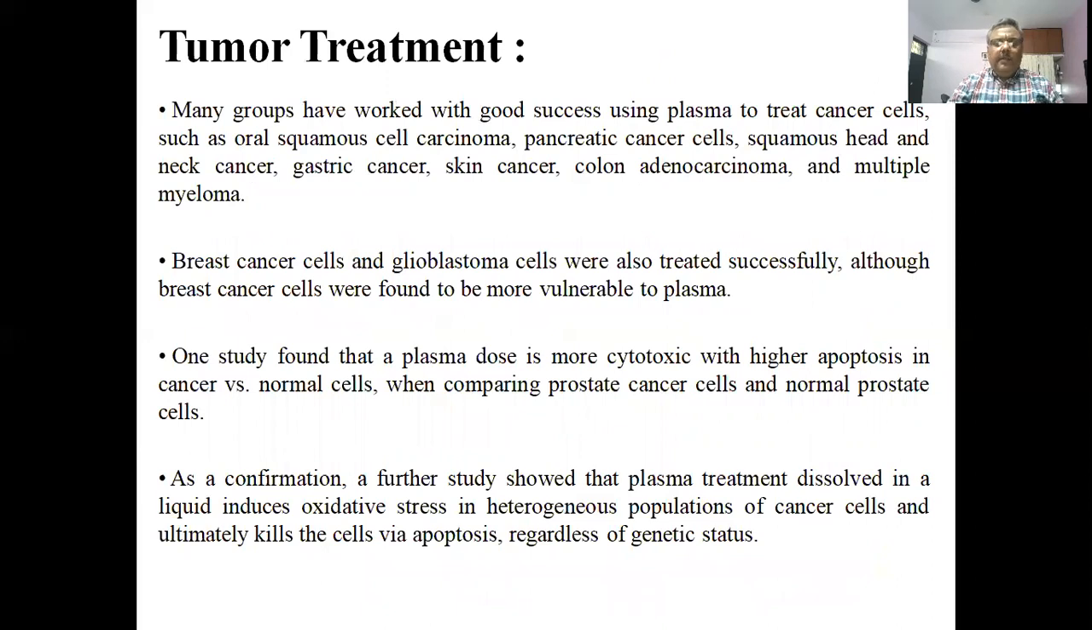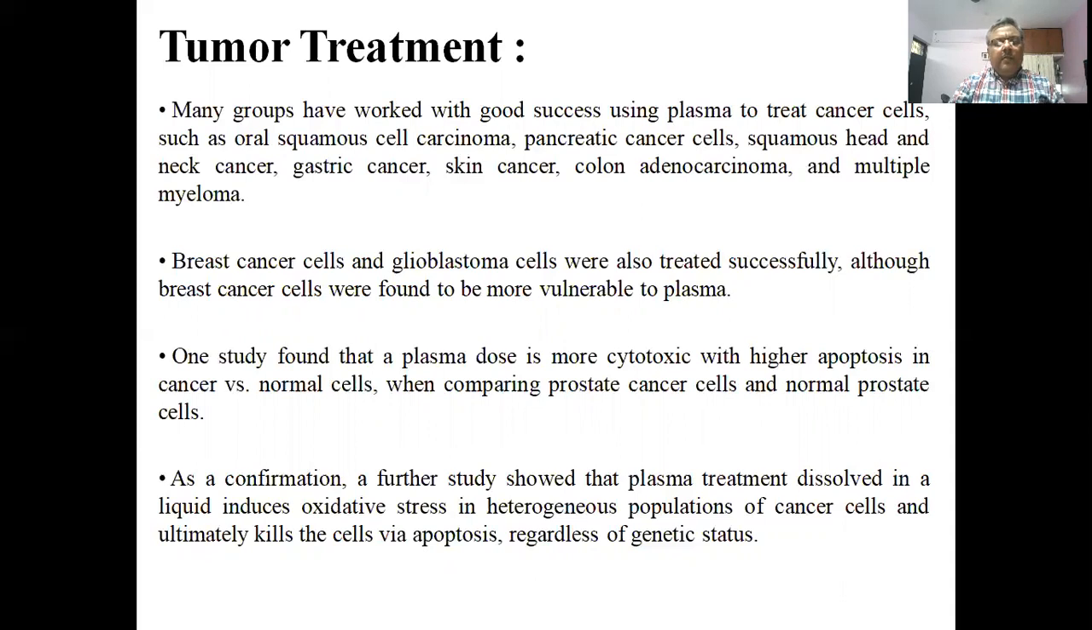Tumor treatment. Many groups have worked with good success using plasma to treat cancer cells such as oral squamous cell carcinoma, pancreatic cancer cells, squamous head and neck cancer, gastric cancer, skin cancer, colon cancer, and multiple myeloma. Breast cancer cells and glioblastoma cells were also treated successfully, although breast cancer cells were found to be more vulnerable to plasma.